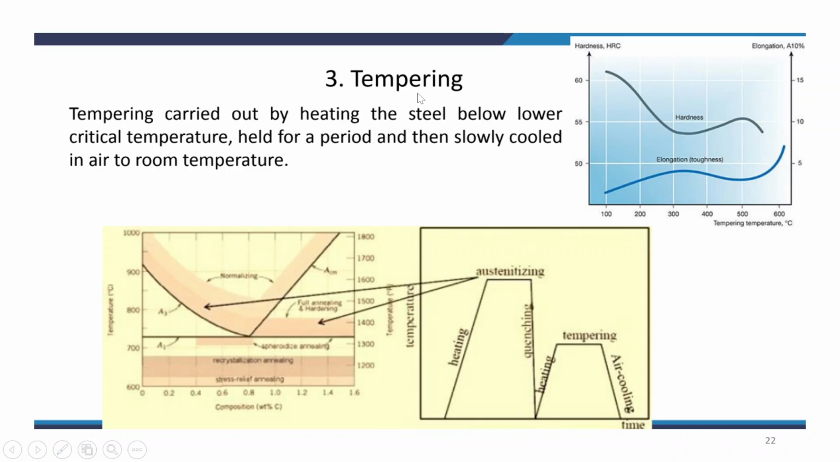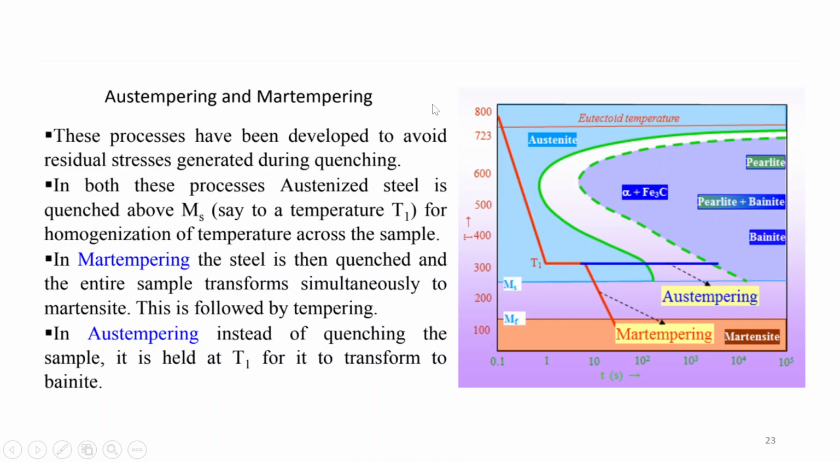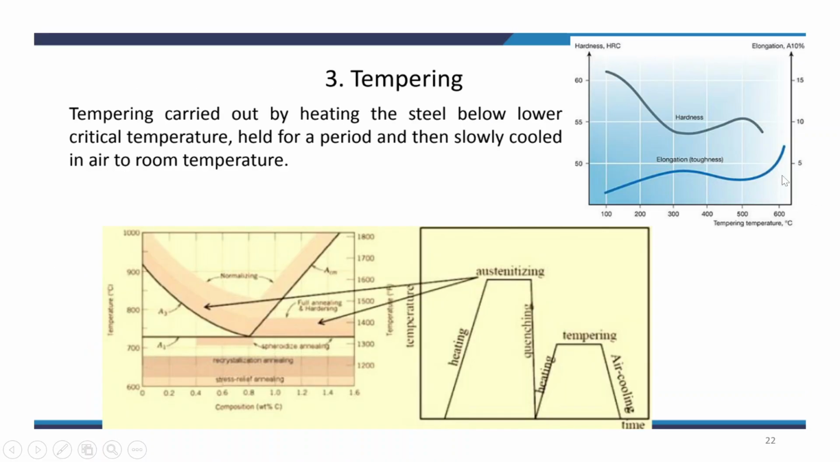Then we have tempering. After hardening, it is followed by tempering. Tempering is carried out by heating the steel below the lower critical temperature and holding for a period and then slowly cooling in air to room temperature. With increasing tempering temperature, we can see elongation increases, toughness increases and hardness reduces.